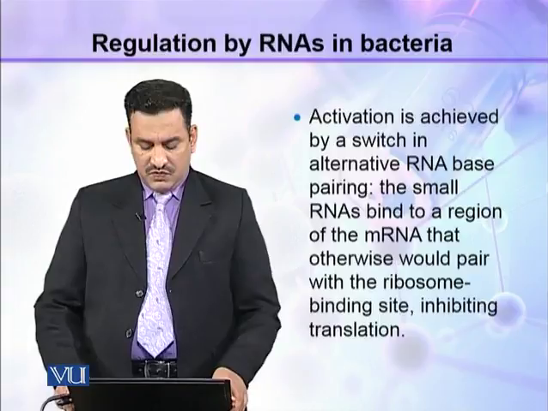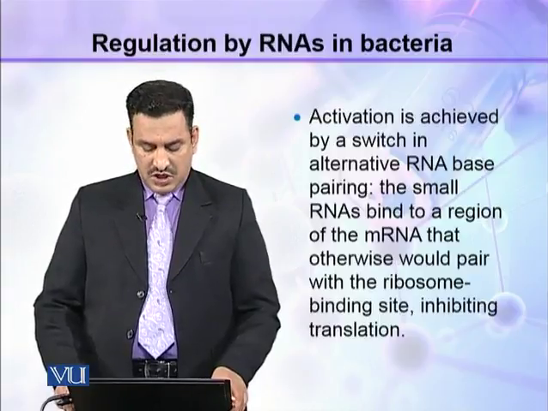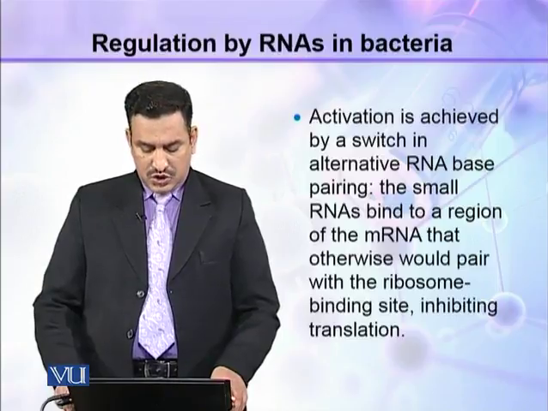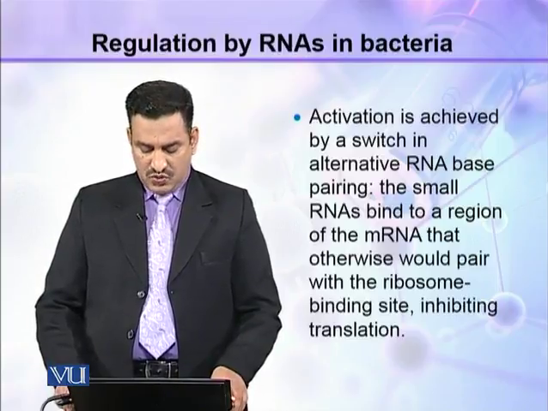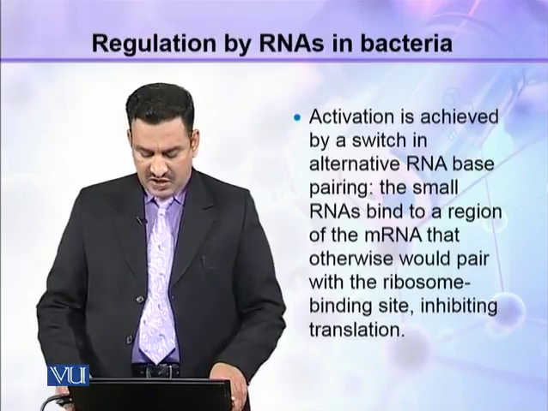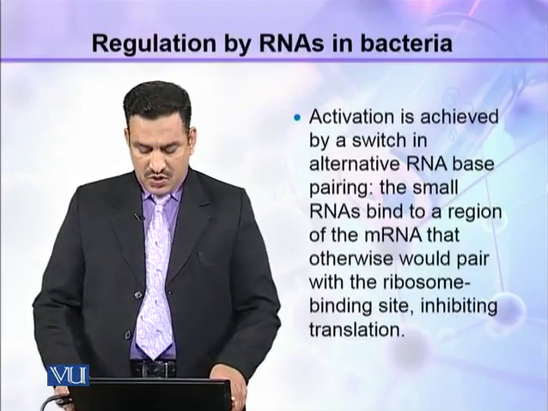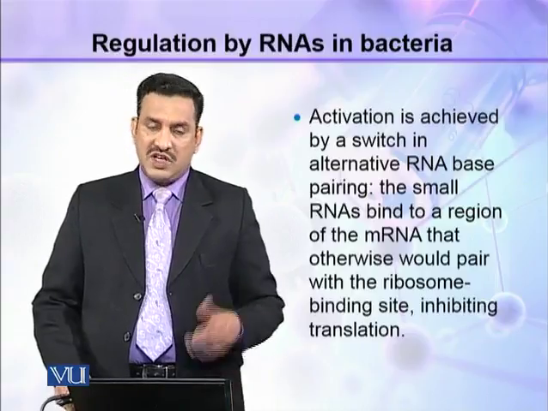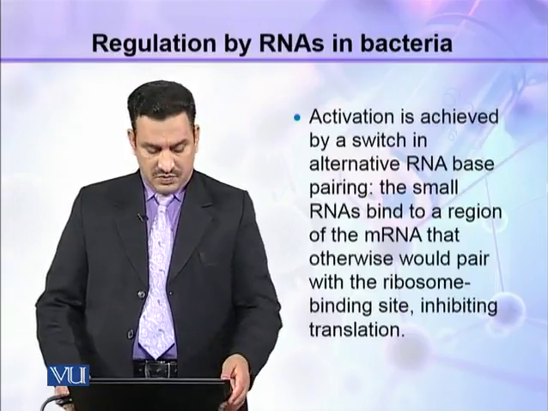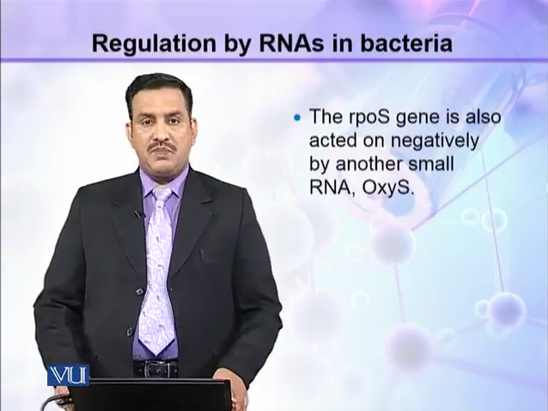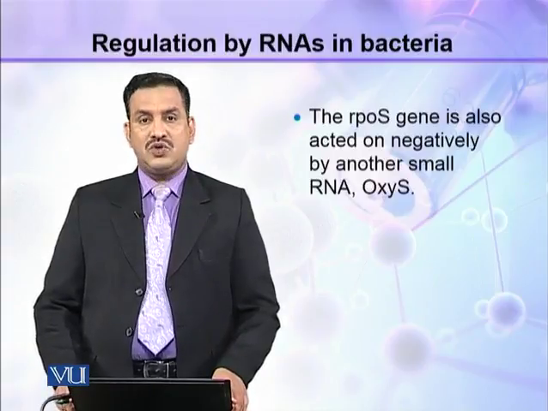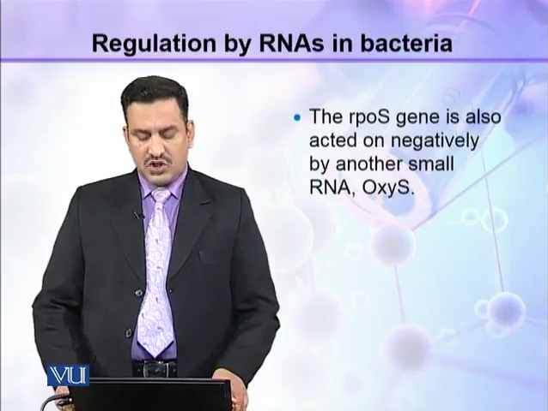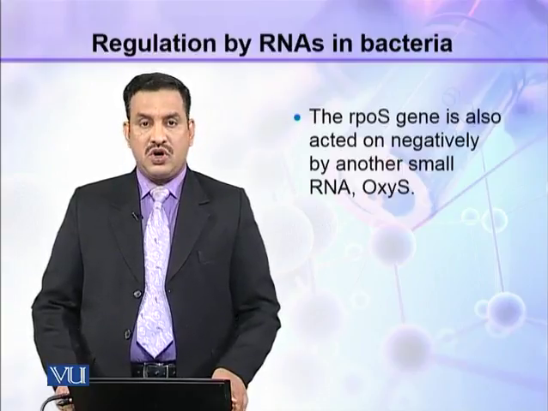Activation is achieved by a switch in alternative RNA base pairing. The small RNAs bind to a region of the mRNA that otherwise would pair with the ribosome binding site, which thus inhibits translation. The RPOS gene is also acted on negatively by another small RNA, which is OxyS.